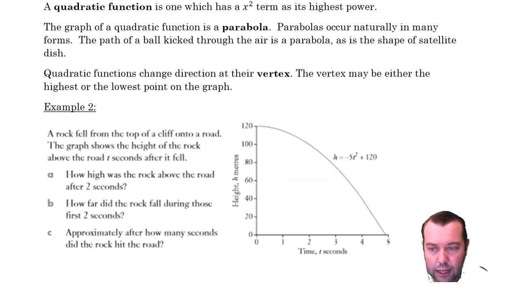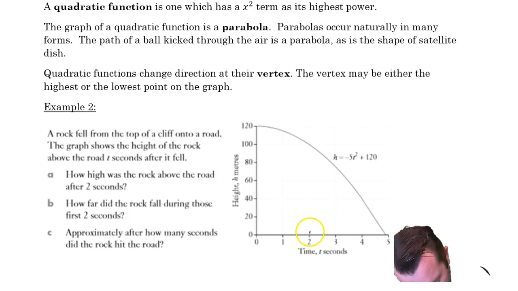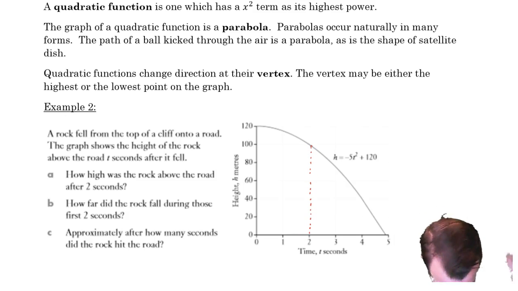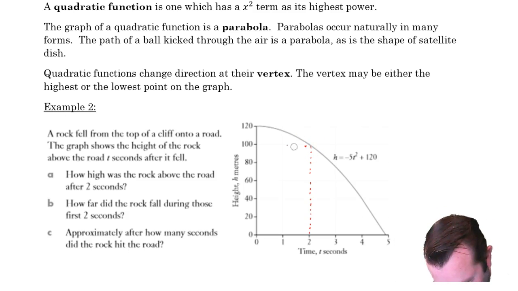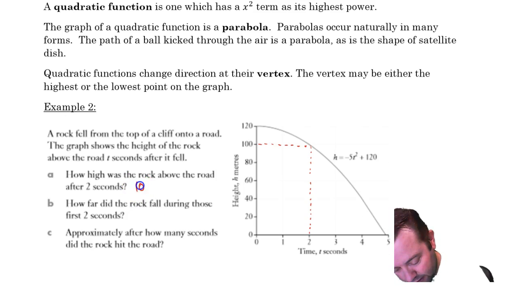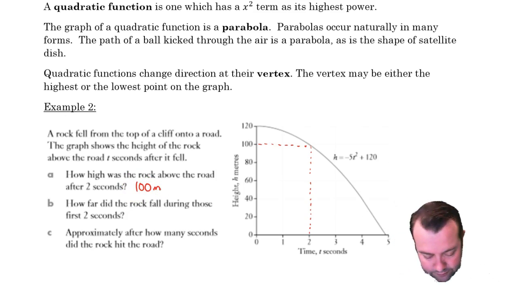Now, how high was the rock above the road after 2 seconds? Well, I go straight up from the 2. We need to do this as neatly as possible. And it helps when I do that, if you can see the bald spot on top of my head. Great. So we go up there, then we go across. It looks to me like that line's a little bit wonky, but if that's the case, how high was the rock above the road after 2 seconds? Looks to me like it was 100 metres. 100 metres, so pretty close.